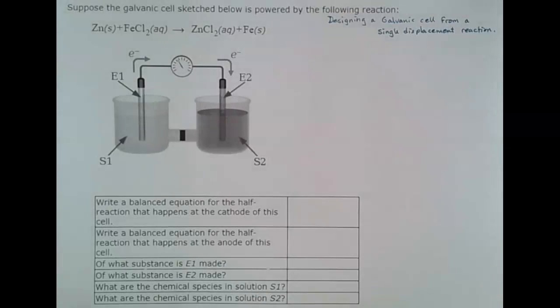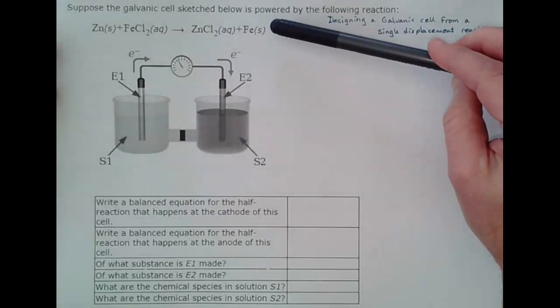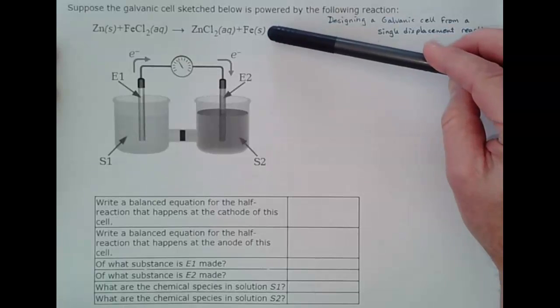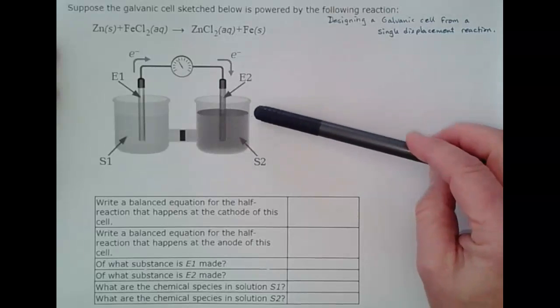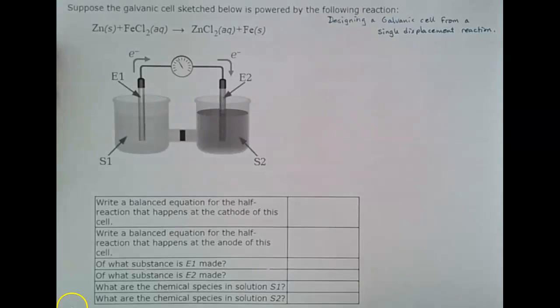Hey, what's up, chemists? This topic gives us a single displacement reaction and asks us to design a galvanic cell from it. In this example, we are given the reaction of zinc and iron chloride going to zinc chloride and iron. Then we're asked to think about an electrochemical cell that might be made from that, and we're asked questions about half reactions. So let's go ahead and get started.